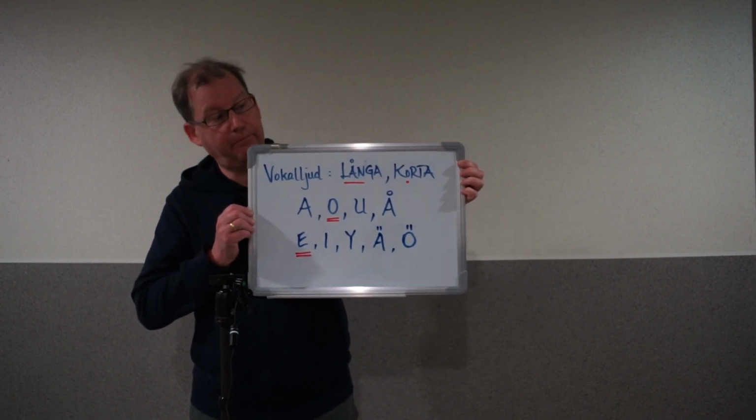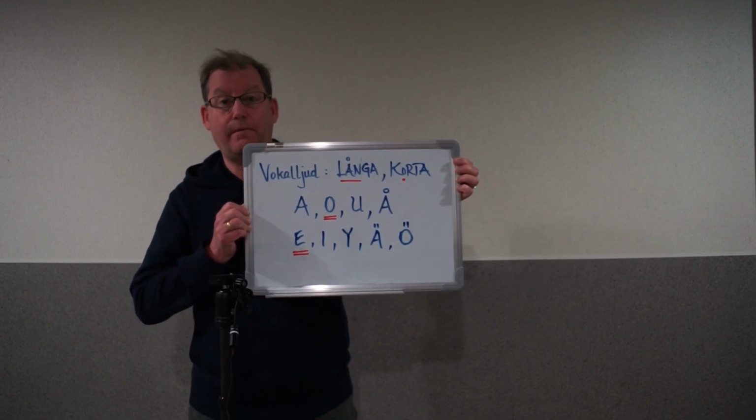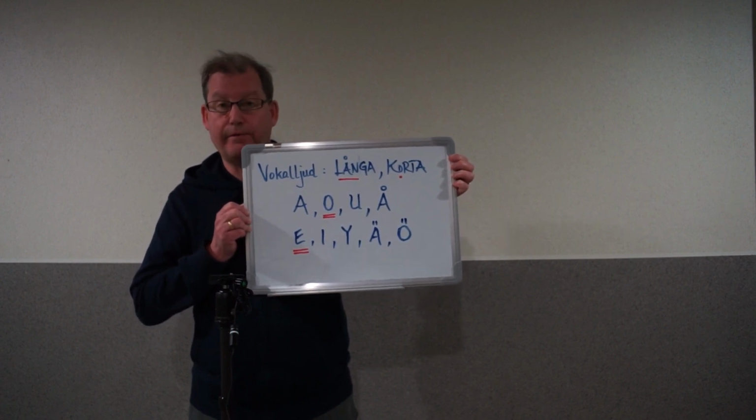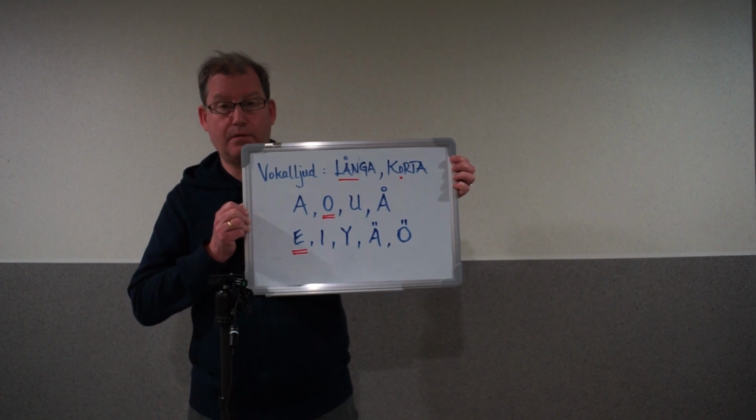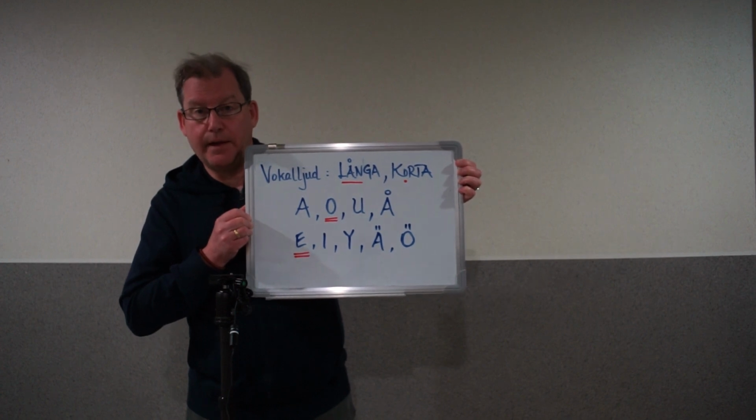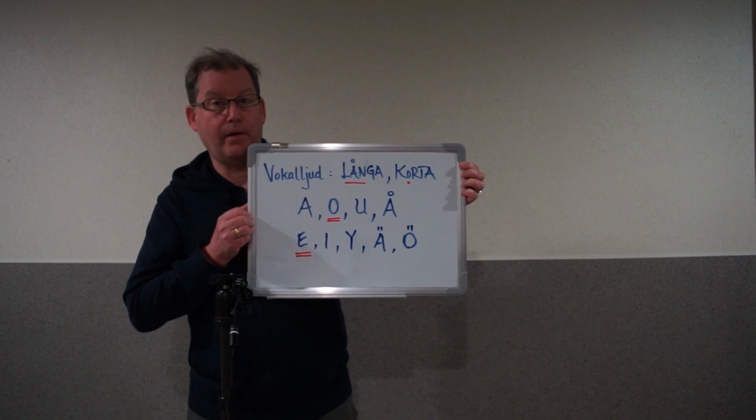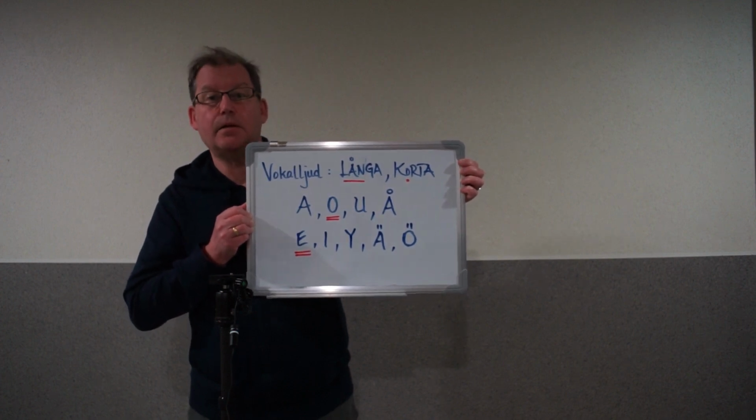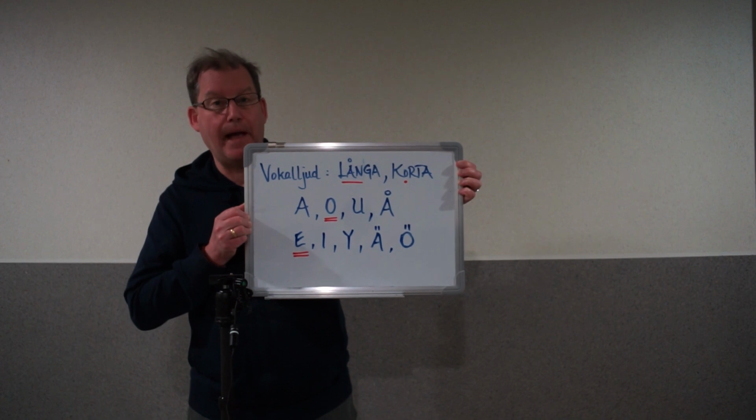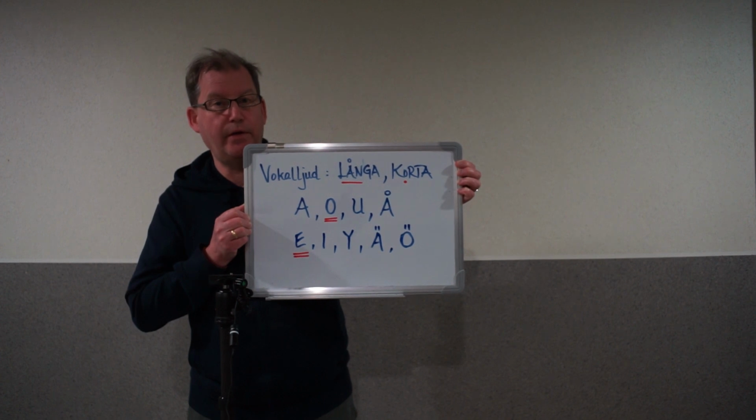in your mouth. And the second group are 5 vowels, 5 vokaler, mjuka vokaler, soft vowels, and they are E, I, Y, Ä, Ö.